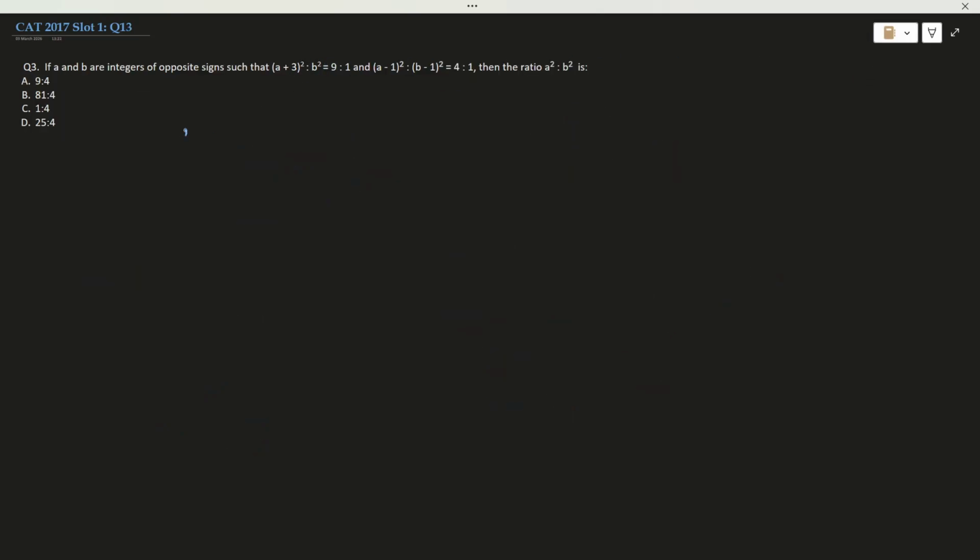If a and b are integers, so we are given that a and b belongs to Z. Z stands for integers, and they are of opposite sign, so I can say a into b is less than 0, right? Less than or equal to, such that (a plus 3) whole square divided by b square is equal to 9 by 1. From here you will have two cases. (a plus 3) by b is equal to 3. (a plus 3) by b is equal to minus 3.